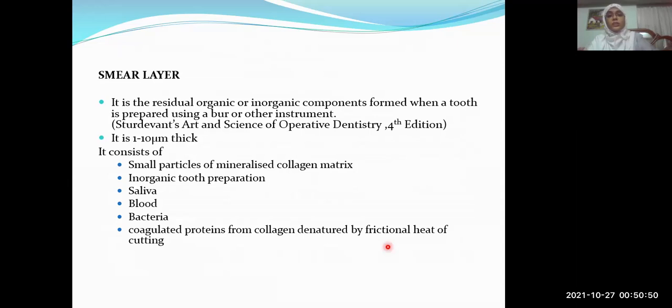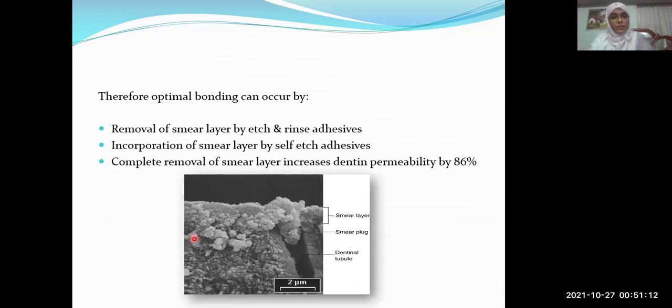Next, the smear layer is nothing but residual organic and inorganic components which form on the tooth surface once you prepare it. It is composed of collagen, inorganic tooth material, saliva, blood, bacteria, and coagulated proteins from collagen denatured by frictional heat. All these together form the smear layer.